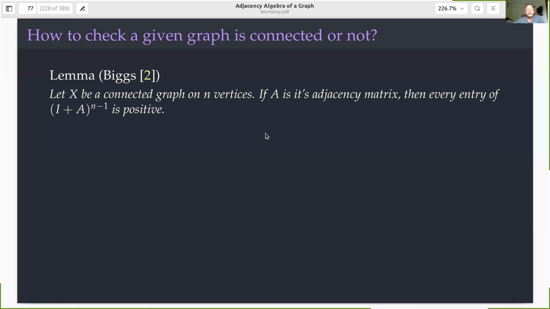Okay, if X is a connected graph with n vertices and A is its adjacency matrix, then I'm telling that if it is connected, then (I plus A) to the power n minus 1 is positive. I'll ask the converse also. Can somebody point out why it is positive before seeing the proof? Can you think about it?